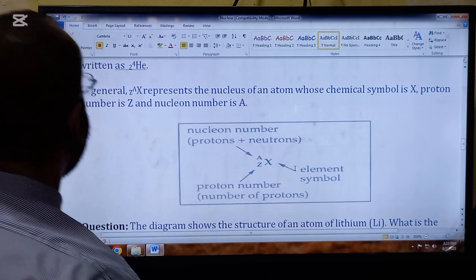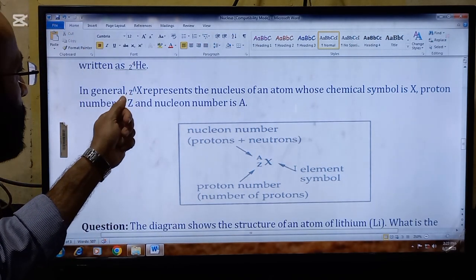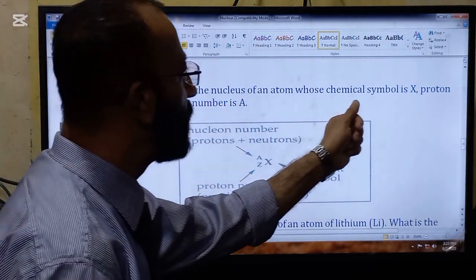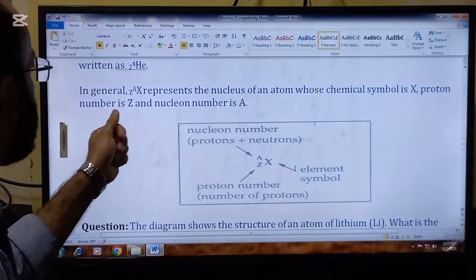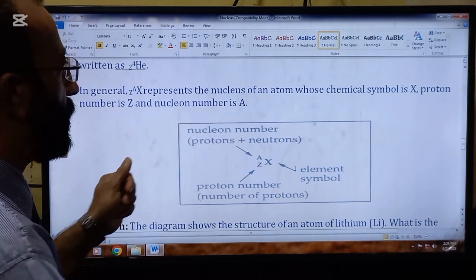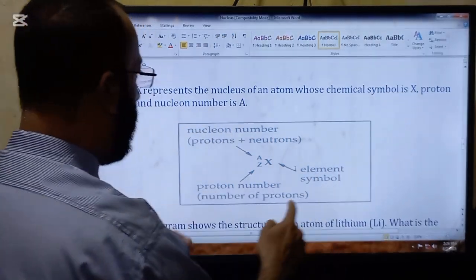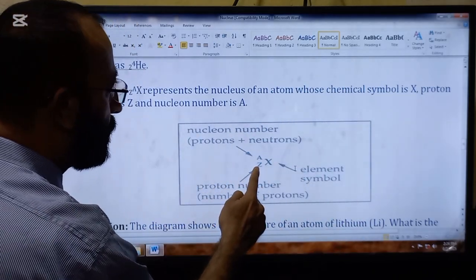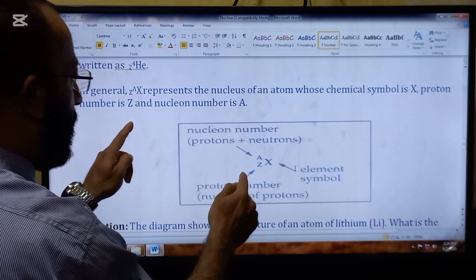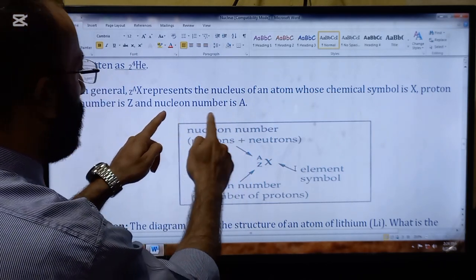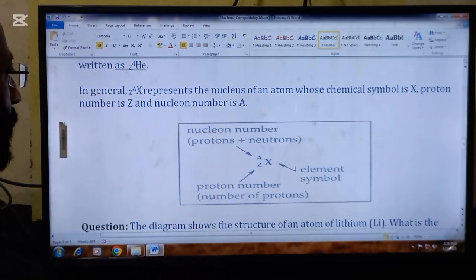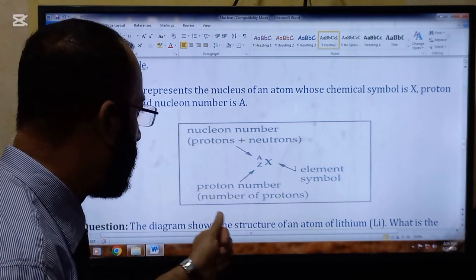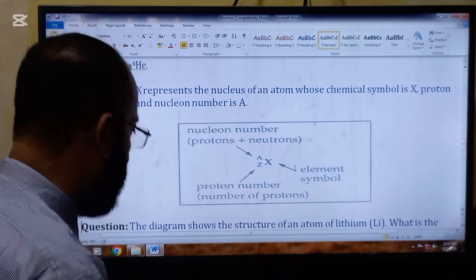In general, ZXA represents the nucleus of the atom whose chemical symbol is X, proton number is Z and nucleon number is A. So X is the symbol, proton number Z will be written at the bottom, and nucleon number A will be written on the top. Nucleon number is protons plus neutrons, and proton number is the number of protons.